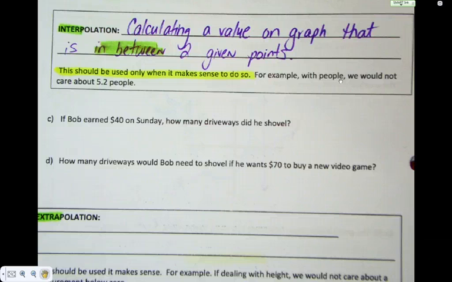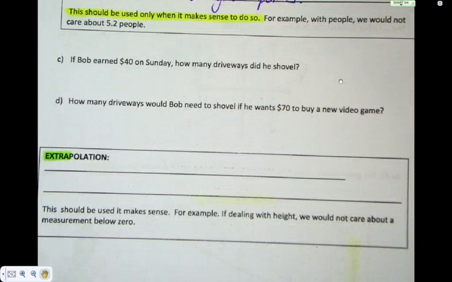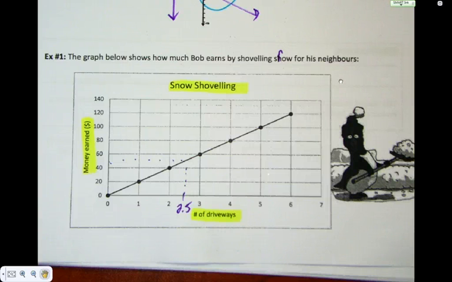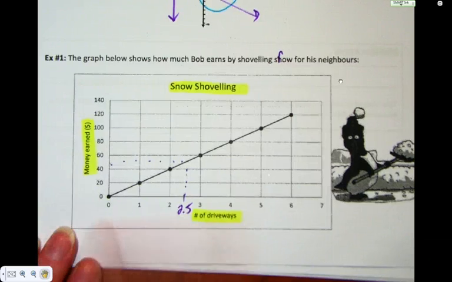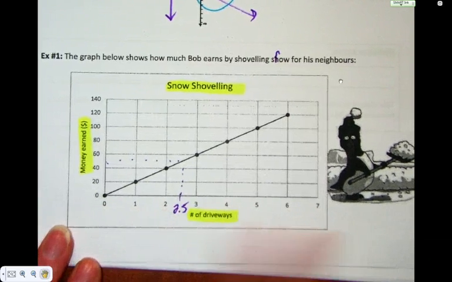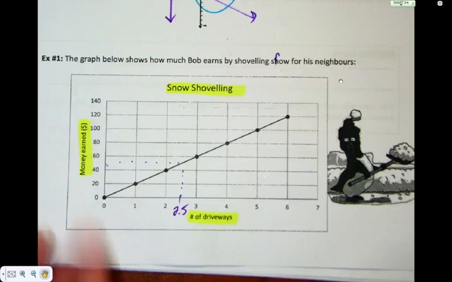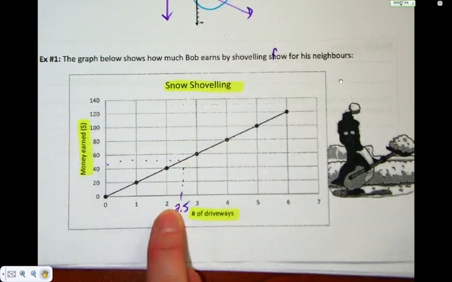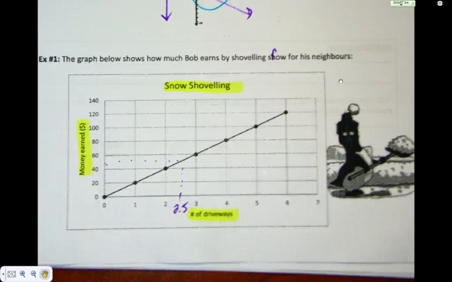Do you understand what the word interpolation means? If Bob earned $40 on Sunday, how many driveways did he shovel? So again, I'll show you the graph. How are we going to figure out how many driveways, $40? I don't have a 40 on the bottom. You have to look at the money earned. Yeah, so all we're doing is going backwards this time. We're looking for $40. We're coming across, going down. How many driveways? Write it down.